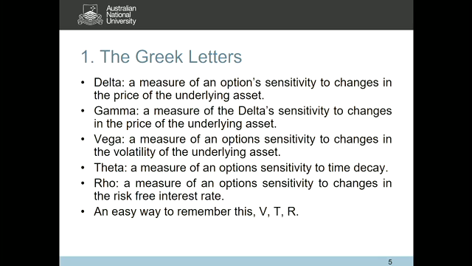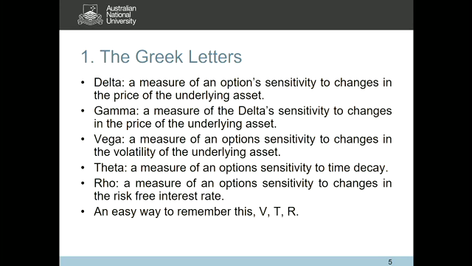We also have gamma, which is a measure of delta's sensitivity to changes in the underlying asset price. So how does delta change as the underlying asset price changes? You'll see as we go through the lecture that delta is not a straight line. It increases at an increasing rate. So there's a curve, and we draw a tangent to the curve to find what delta is at a particular point in time.